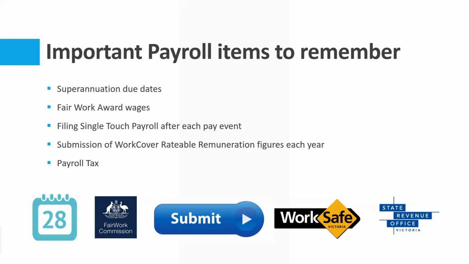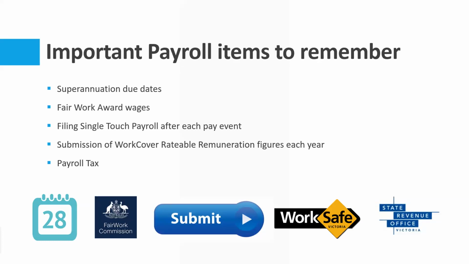Filing STP after each pay event is also something important to continue to remember. Ensure you do this process as soon as you process the pay run in Xero. As of 1 July 2023, the ATO is now pre-filling BASs and IASs with the wages information and pay-as-you-go withholding information. So ensuring that your STP filing is done with each and every pay run straight away will make this process easier and you can take advantage of that automation that's coming now from the ATO.